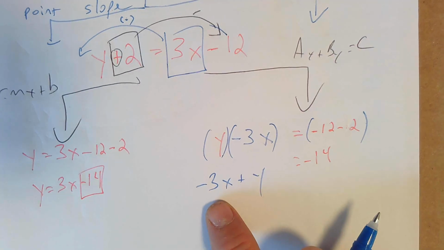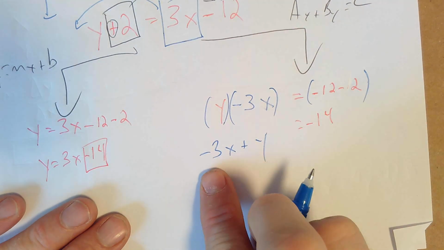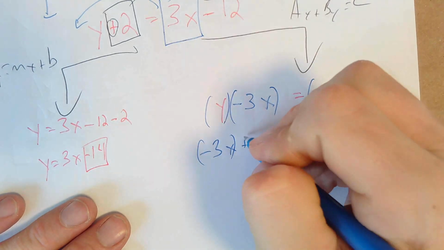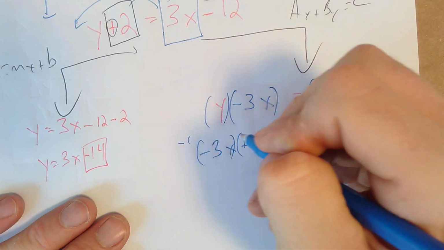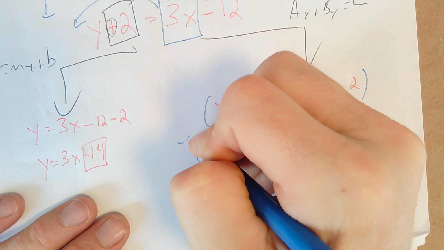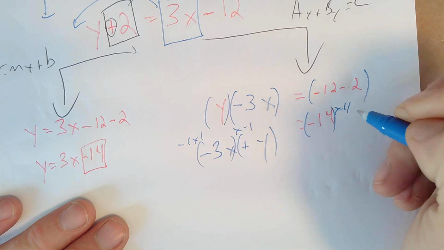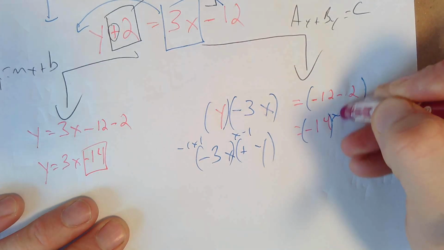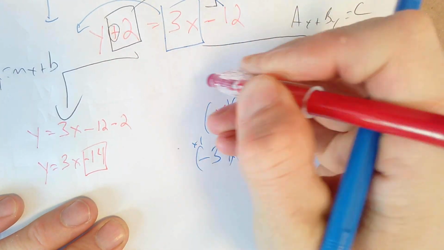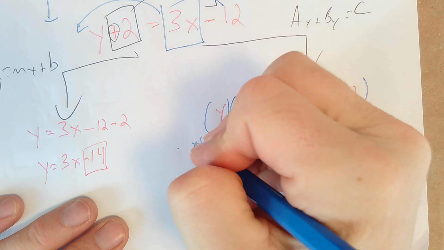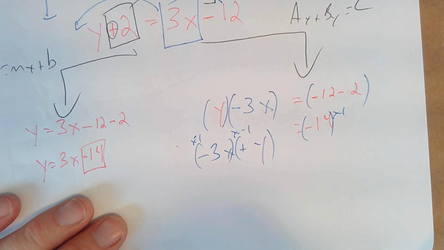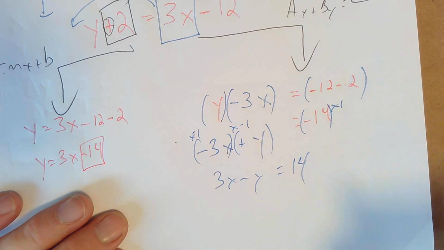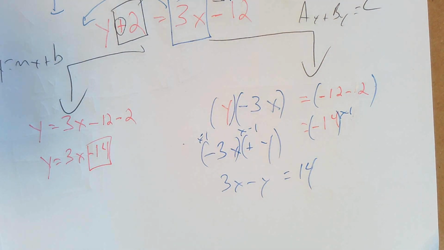And like I said, this negative 3 is normally not, you normally don't leave that negative, right? So I'm going to multiply this and this and this by a negative 1. Not to be confused with raising it to a negative power. Negative 1, right? So it all just flips the signs. 3x minus y equals 14. Okay. So there you go.